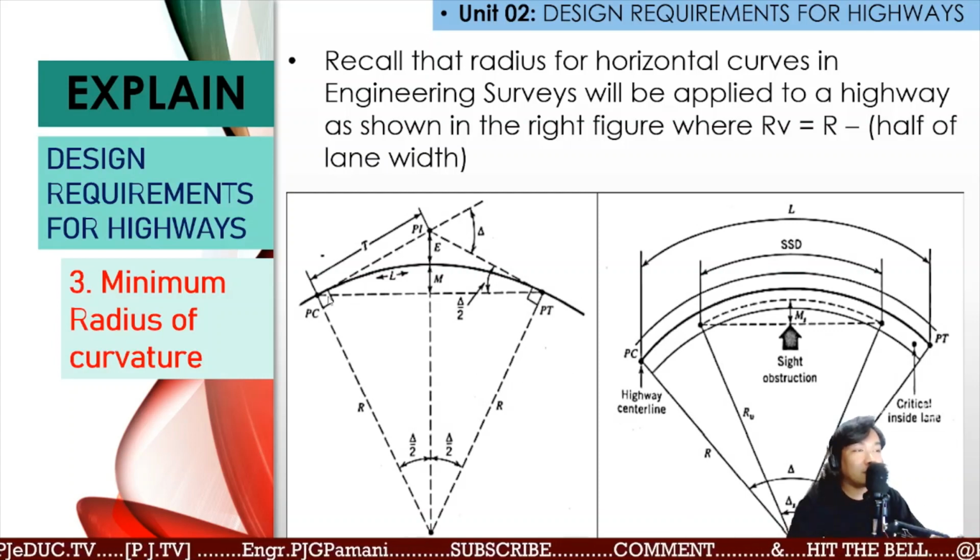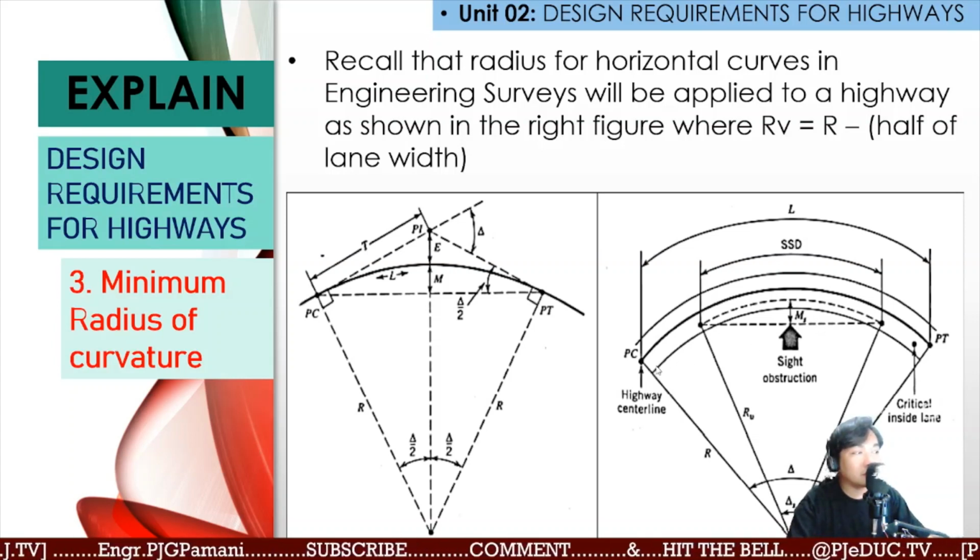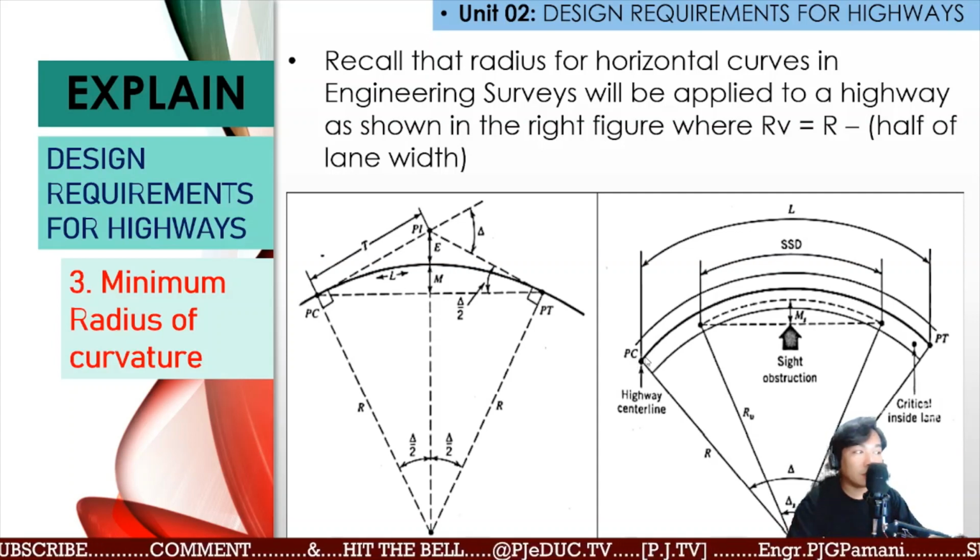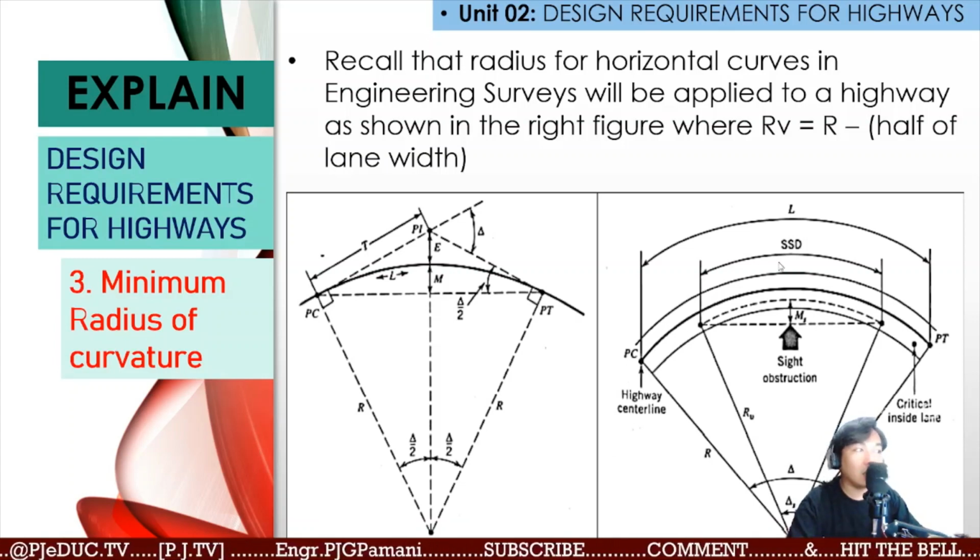So once we have computed the curvature of our road, or the minimum radius of our horizontal alignment, gamitin lang natin yung R minus half of the lane width. Ito lang naman yun, no? Ang basis lagi natin when we are deciding horizontal curve is the center of the lane or the center of highway. Kung 2 lane yan, doon tayo sa gitna. Doon tayo magbe-base ng segment.